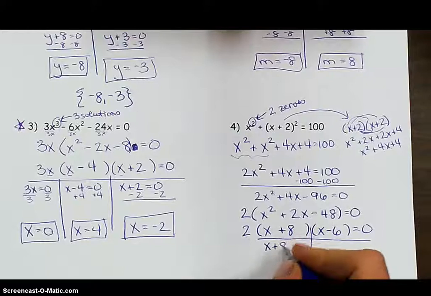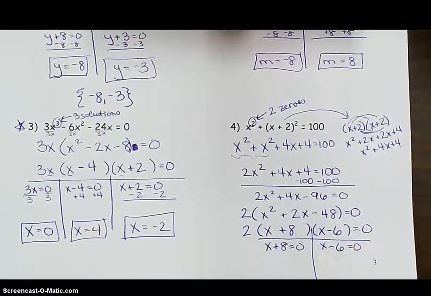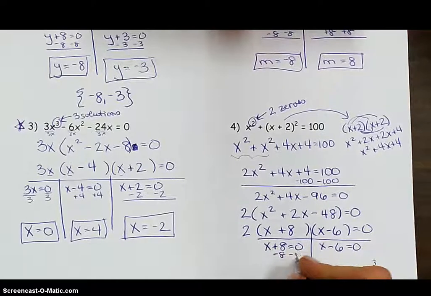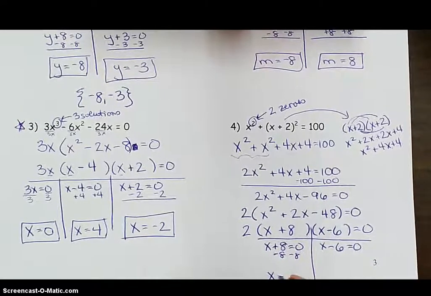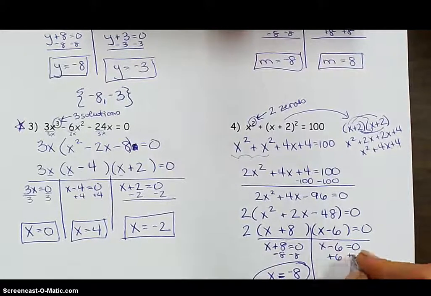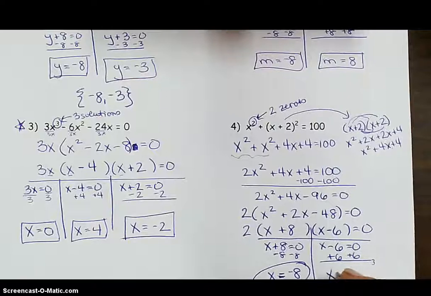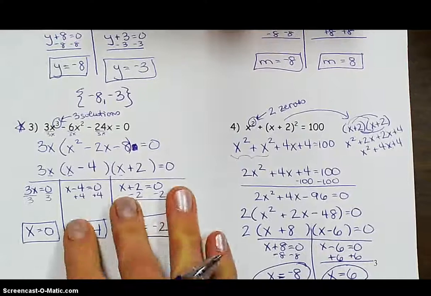So x plus 8 equals 0 and x minus 6 equals 0. And then we're going to solve both sides. So we subtract 8, transpose the 8. So x is equal to negative 8. There's your first solution. And then over here we're going to transpose by adding the 6. And we get x is equal to 6. So our two zeros are negative 8 and 6.